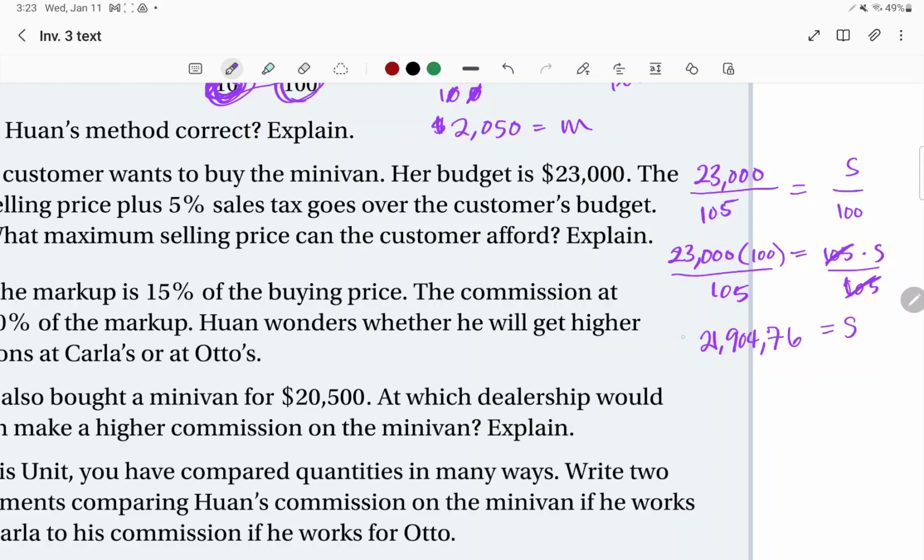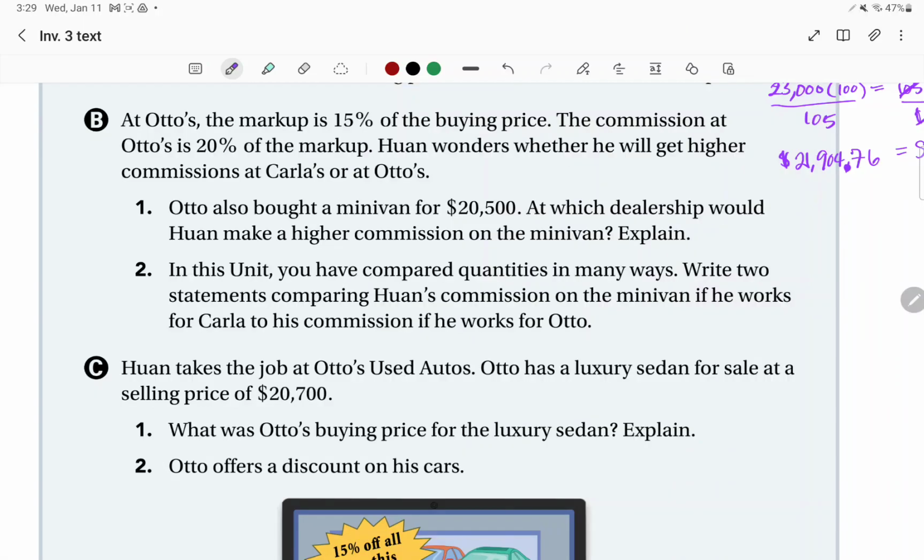$21,904.76. What that means is if she can only afford $23,000 as a car, then she has to look for a car that's $21,904.76. Oops, that's a period. Or less, because she still has to pay that 5% sales tax.